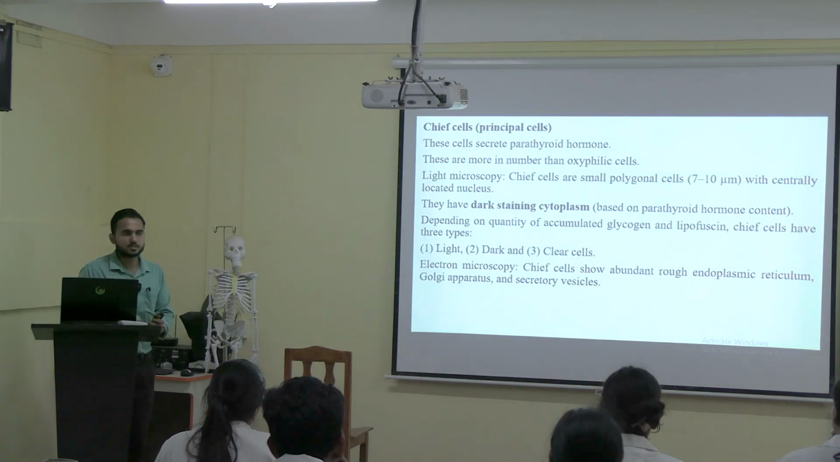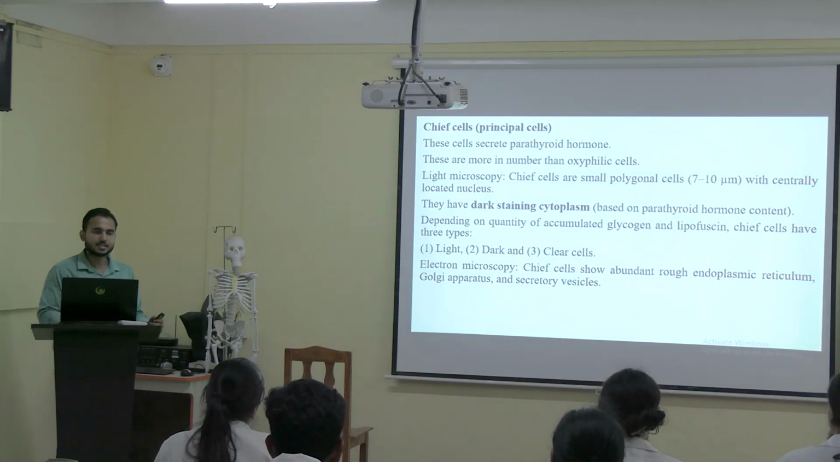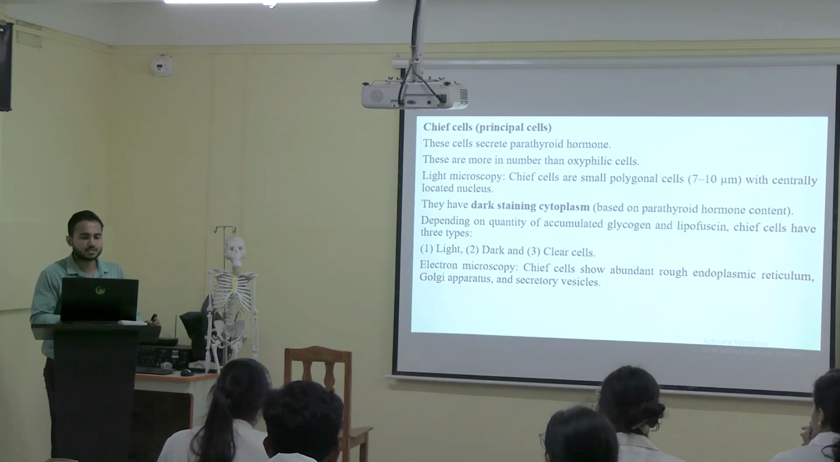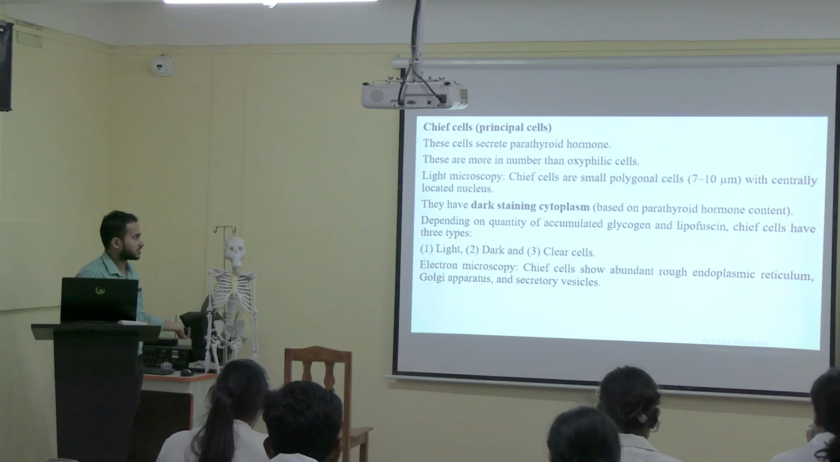Okay, these are the properties of the chief cell. Chief cells are the most important cells in the parathyroid gland. Why? Because they secrete parathyroid hormone, also called PTH.